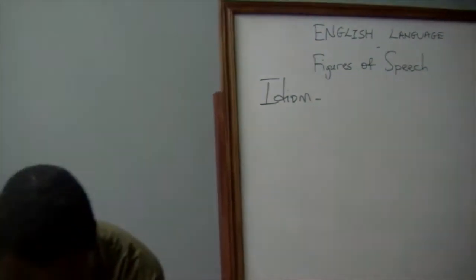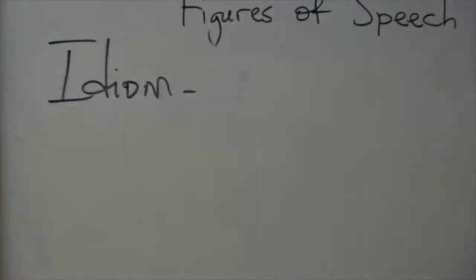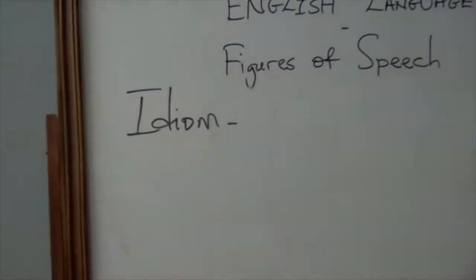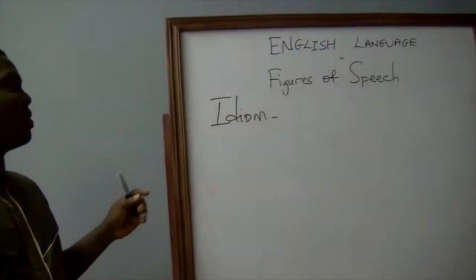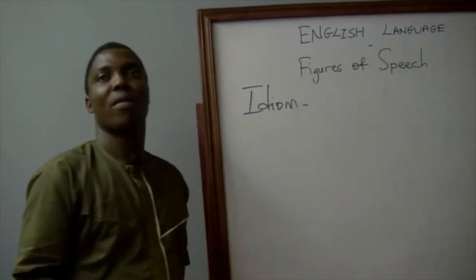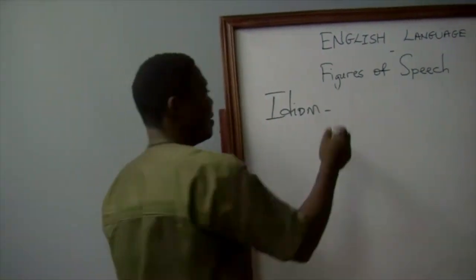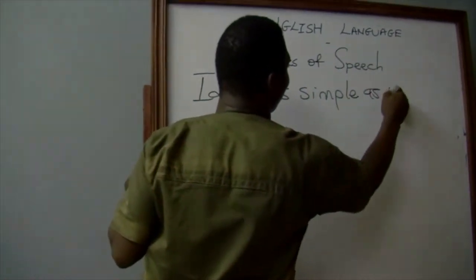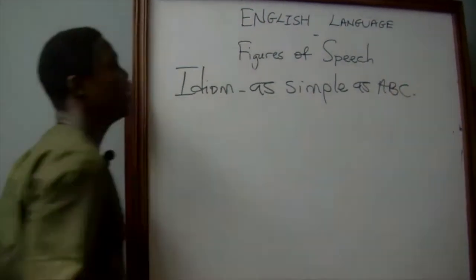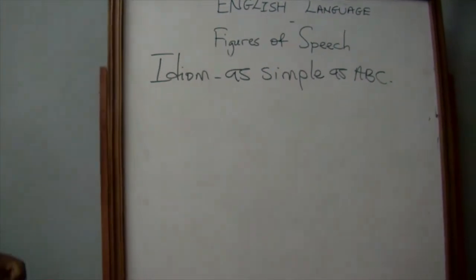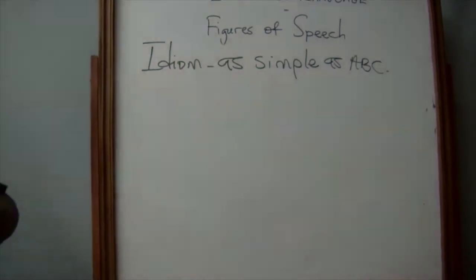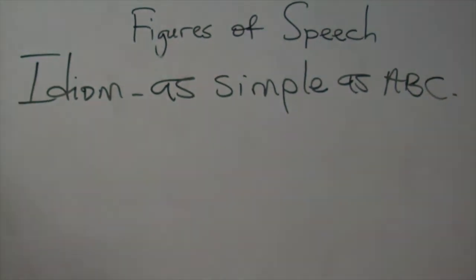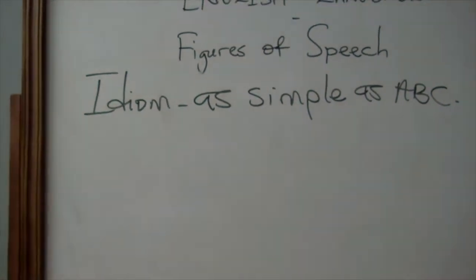And so, let me give us an example here from idiom. If I say, as easy as pie. Please, do not take this for a simile, or as simple as ABC. When you say as simple as ABC, it means it is very simple to handle, very easy to handle. Nothing complex about it. That's an idiom.